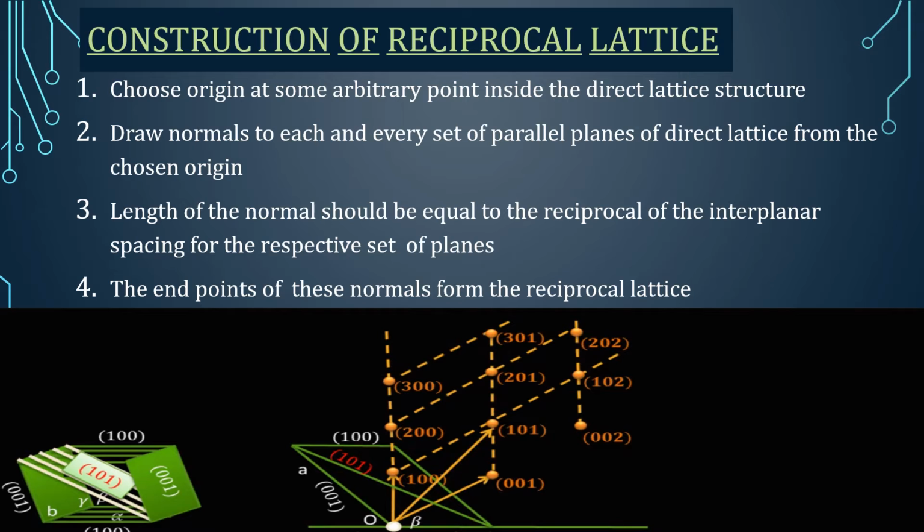Next, we can see how the reciprocal lattice is constructed. We choose some arbitrary point inside the direct lattice structure as origin, and then we draw normals to each and every set of parallel planes of the direct lattice from this chosen origin, such that the length of the normal is equal to the reciprocal of the interplanar spacing of the respective set of planes. At the endpoints of these normals, we mark a lattice point, which forms the reciprocal lattice.